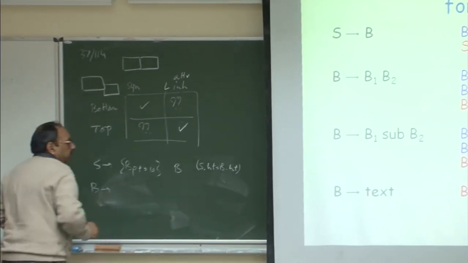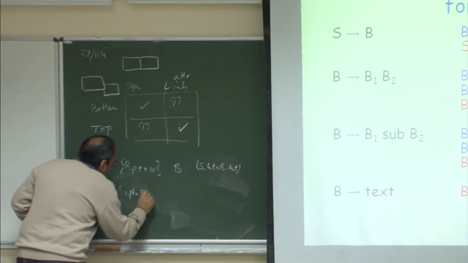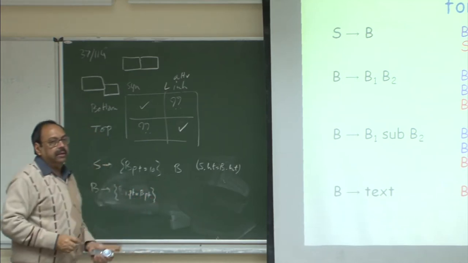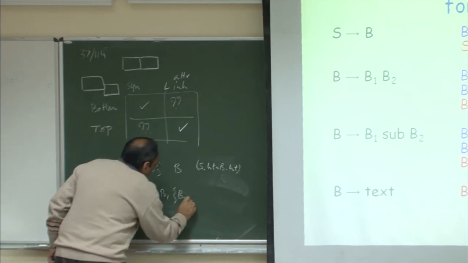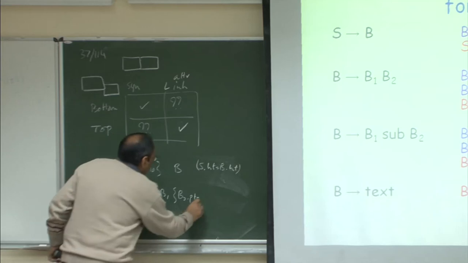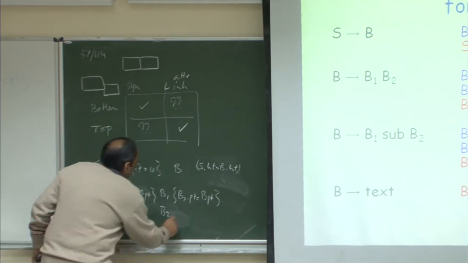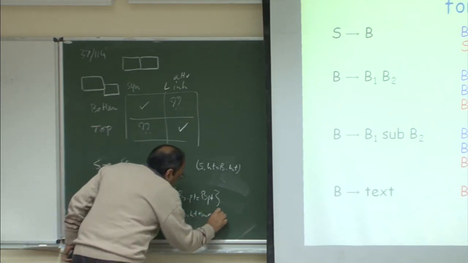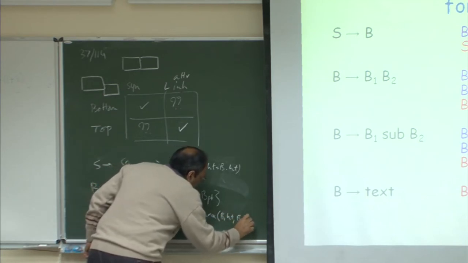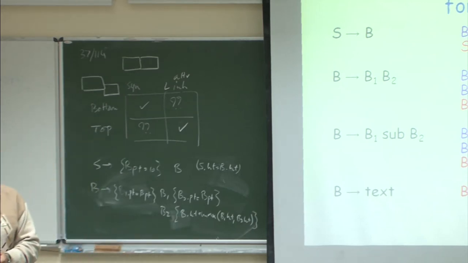B goes to B1. B1 point size is B point size, followed by B1, followed by B2. B2 point size is B point size, followed by B2, followed by B height is max of B1 height and B2 height. This becomes my translation scheme, right? Okay. Similarly, now I can do the same thing here.